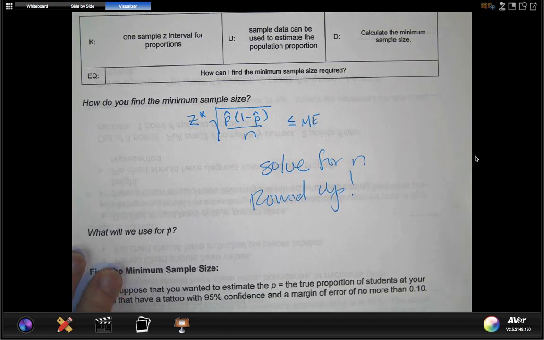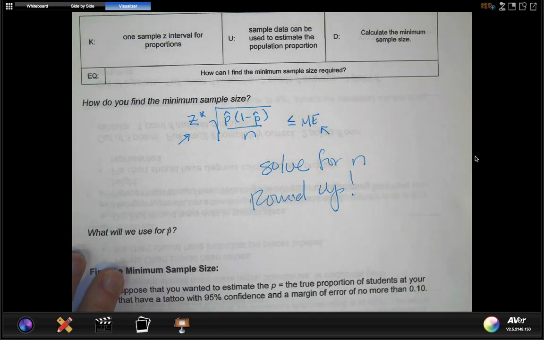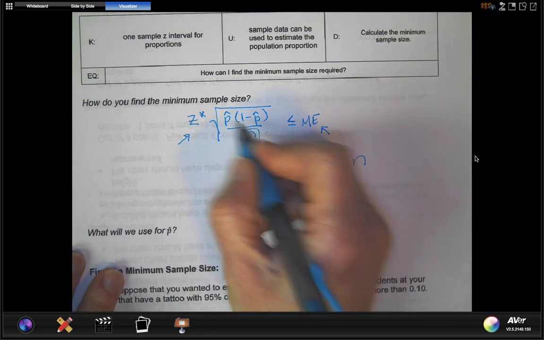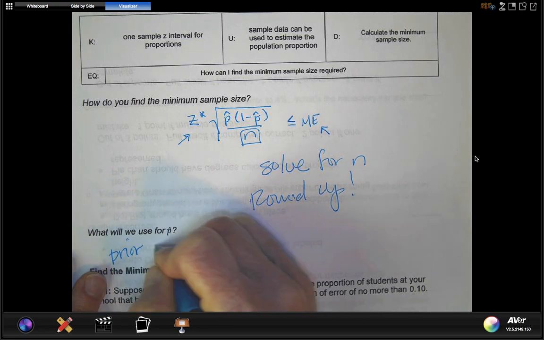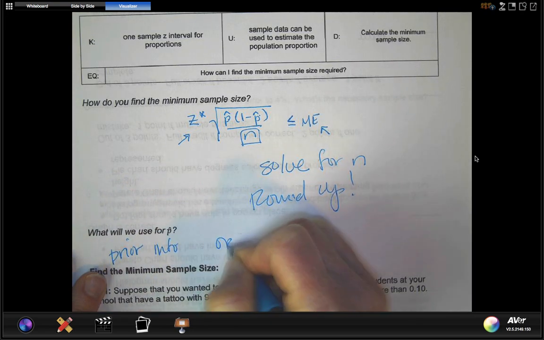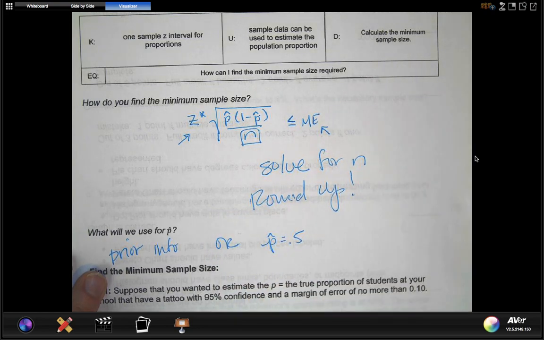What are you going to use for p hat? You're going to get this information in the problem. This is your variable, so you need something for p hat. Either you're going to have a problem that tells you prior information, or p hat is going to be equal to 0.5. I'll tell you why we're going to use 0.5 in a second.